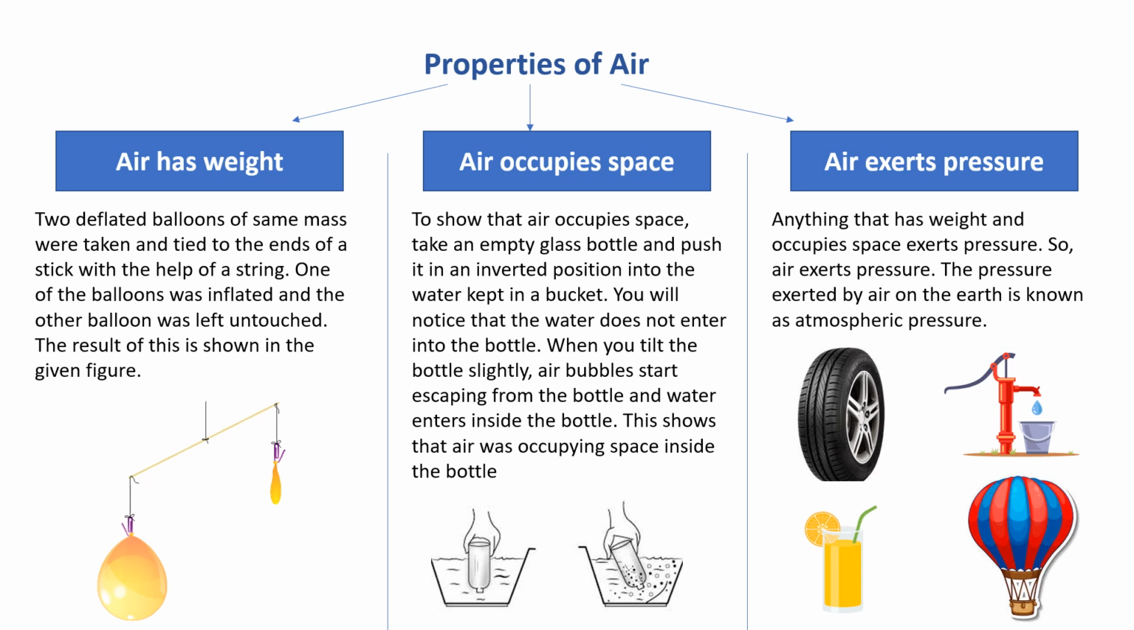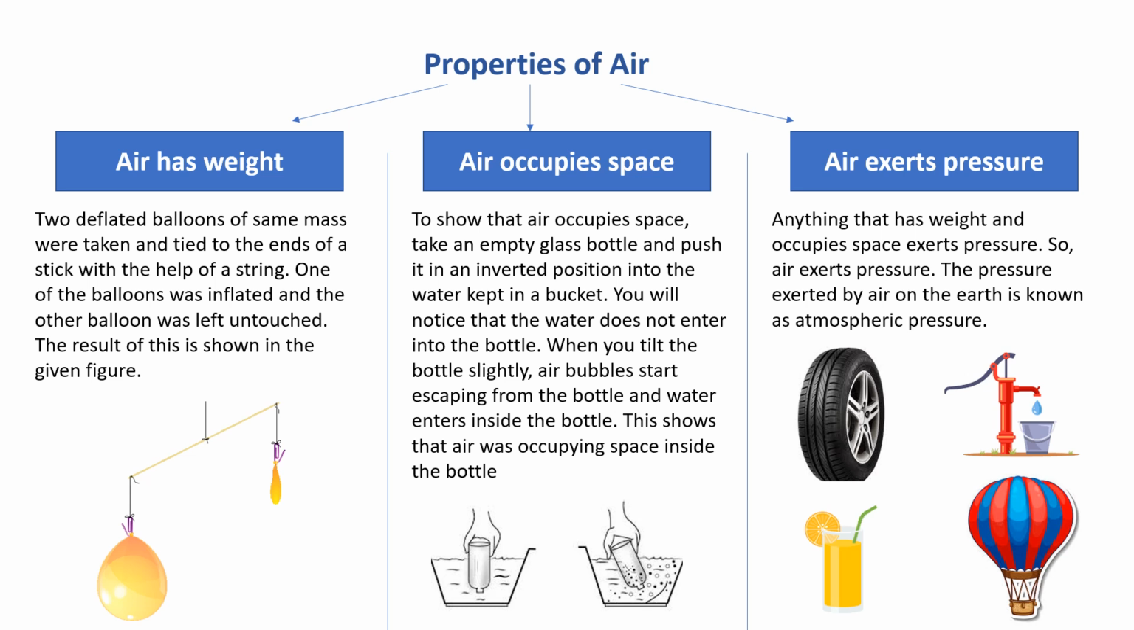The next one is air exerts pressure. Anything that has weight and occupies space exerts pressure, so air also applies pressure. The pressure applied by air on the earth is known as atmospheric pressure. What are the uses of atmospheric pressure?